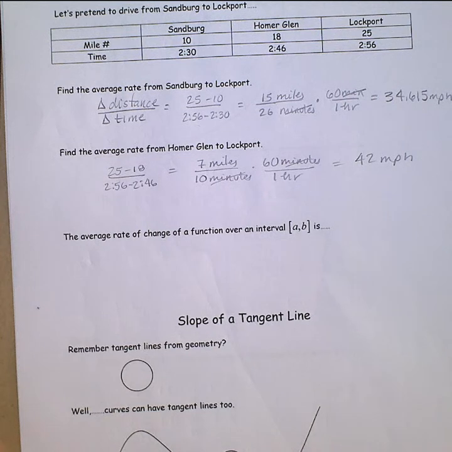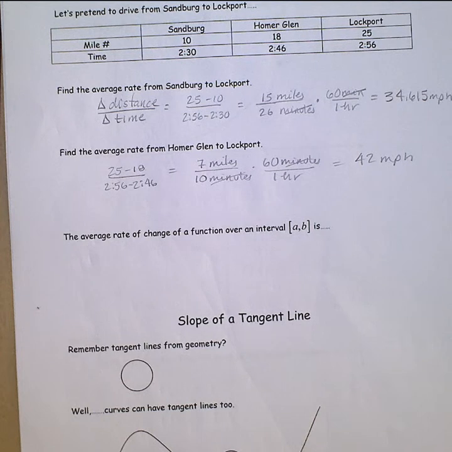Okay, now, does this seem reasonable to you, though, that going from Homer Glen to Lockport, the average rate is faster than going from Sandburg to Lockport? Why? Yeah, there's going to be fewer stoplights. There are fewer stoplights going from like 143rd and Bell out to Lockport, as opposed to going from Sandburg to 143rd and Bell. There's stoplights, there's traffic, there's all kinds of stuff going on.